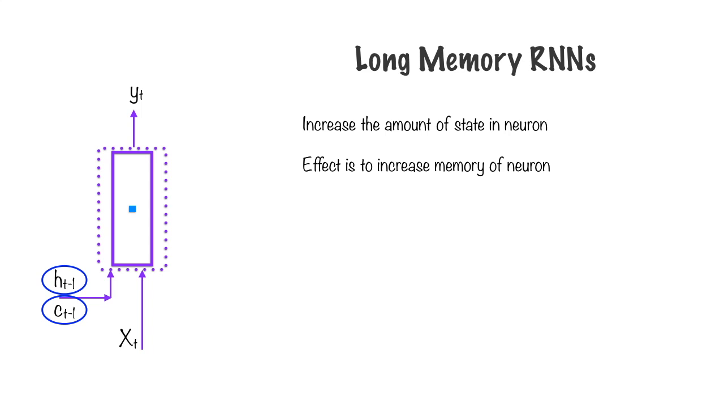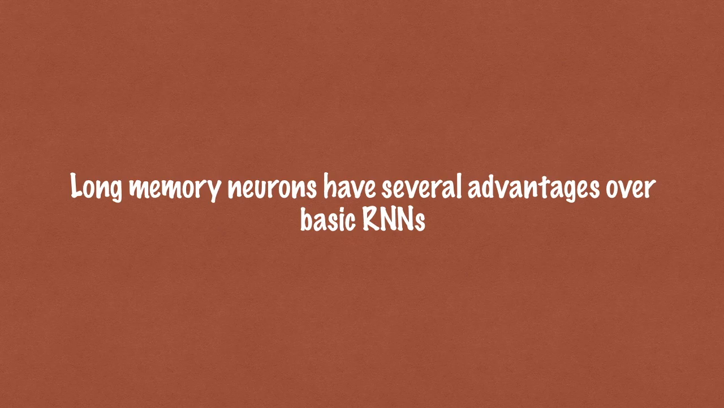Now, in order to increase the memory of the neuron, we need two kinds of state that the neuron holds: long term state, that is represented by C, and short term state represented by H. So, we need to know important events from the distant past and important events from the recent past. Once the problem was restated in this manner, data scientists and researchers turned their attention to adding memory to the recurrent neuron. And they found that long memory neurons which hold additional state have several advantages when used in RNNs.